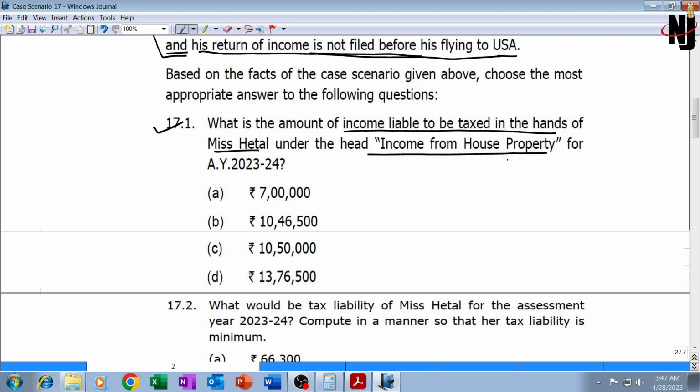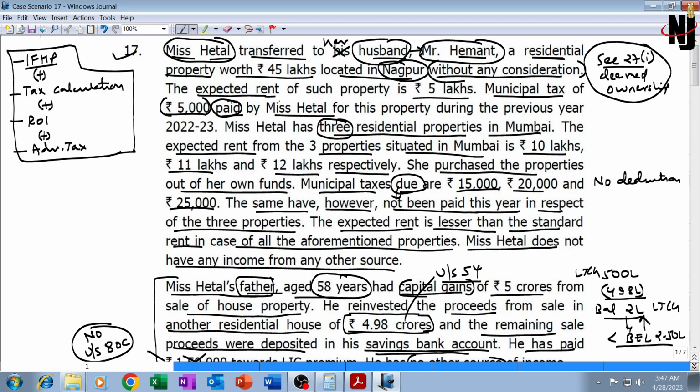Now Hethal has got 4 house properties. Out of 4 properties, we will have to decide any 2 can be treated as self-occupied at the option of the assessee, and the balance 2 will have to be deemed to be let out, DLOP, and then rental income will be chargeable to tax. So let's just calculate it out. But before that, just glance through the details.